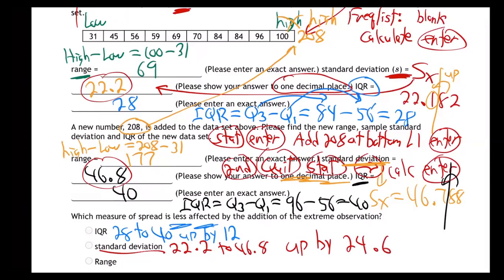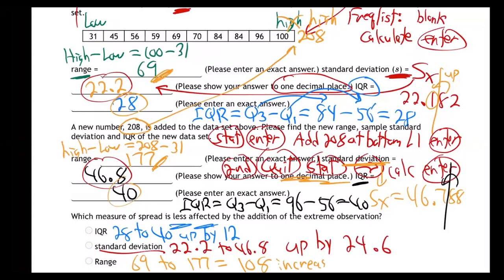And what about the range? What happened with the range? Oh wait, did I do the wrong thing? Yeah, the range is up here. The range went from 69 to 177. That was huge. That was a 108 increase, isn't it? 177 minus 69. Yeah, that's a 108 increase.